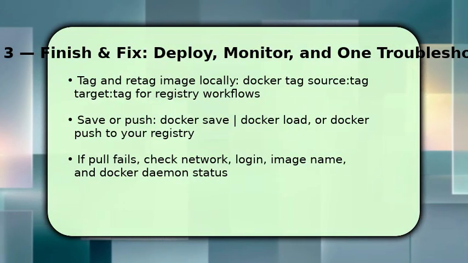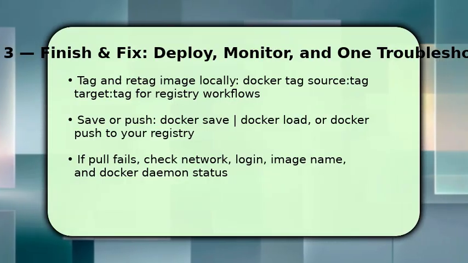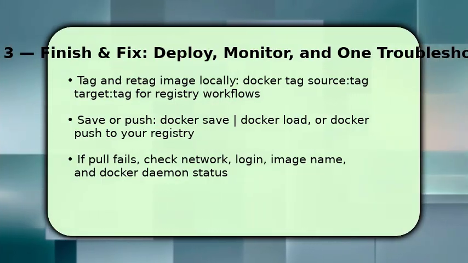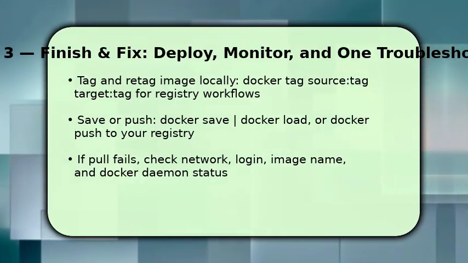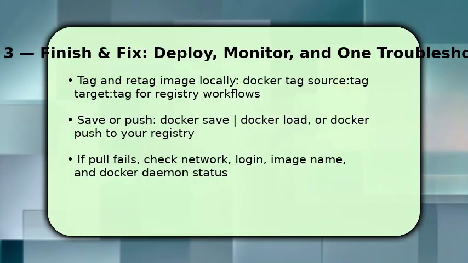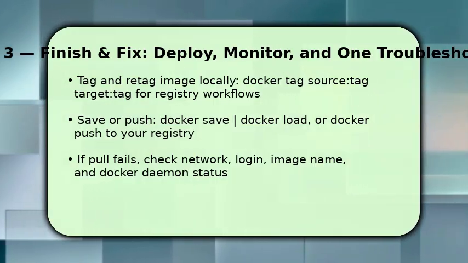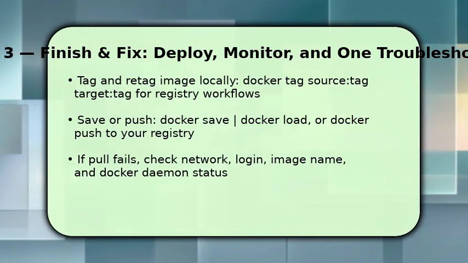You finish by preparing the image for use and knowing how to recover if things go wrong. Tag or retag locally with docker tag source:tag target:tag when integrating with CI pipelines, and either docker push to your registry or docker save and docker load for archive transfers.